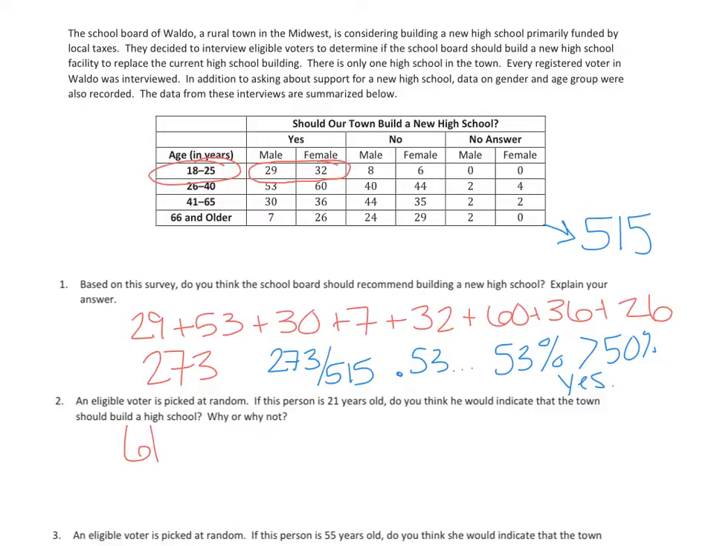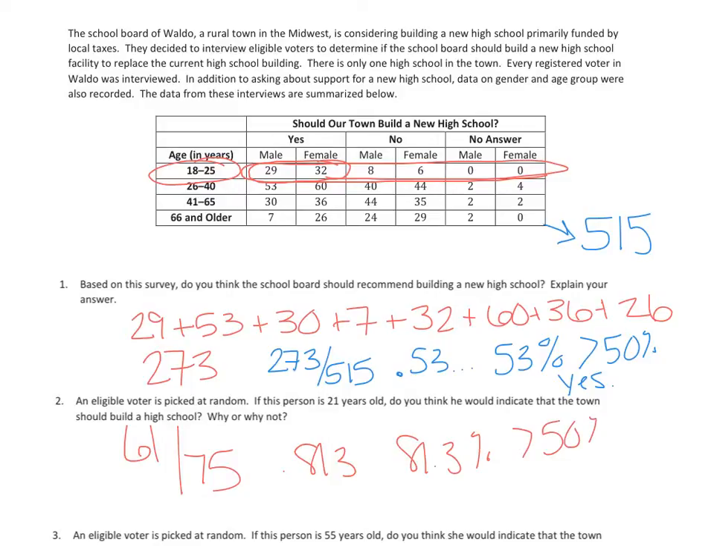Out of how many? Well, how many people are in that whole age range? Let's see, if I add all those numbers up together, I would get a total of 75. So again, 61 divided by 75 is 0.813, so 81.3% would say to build a new high school. And again, since that's greater than 50%, I would say yes, they would want a new high school.